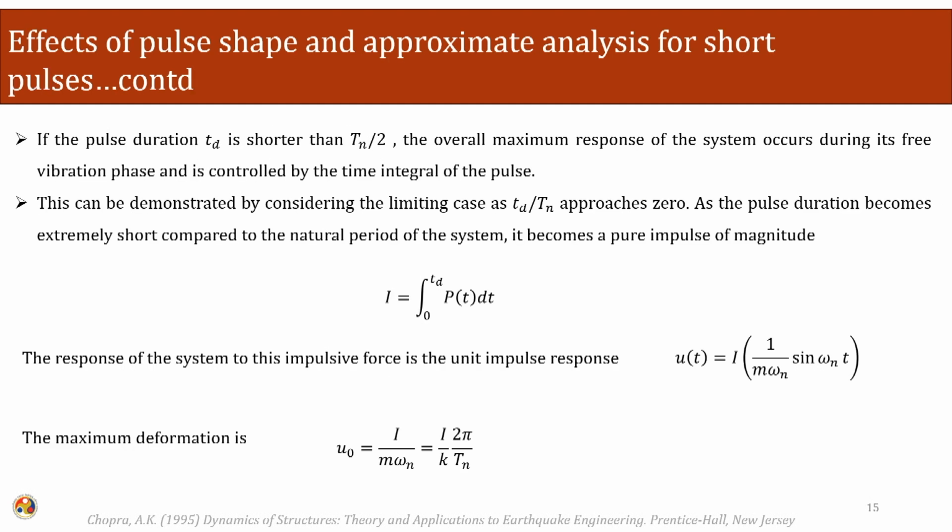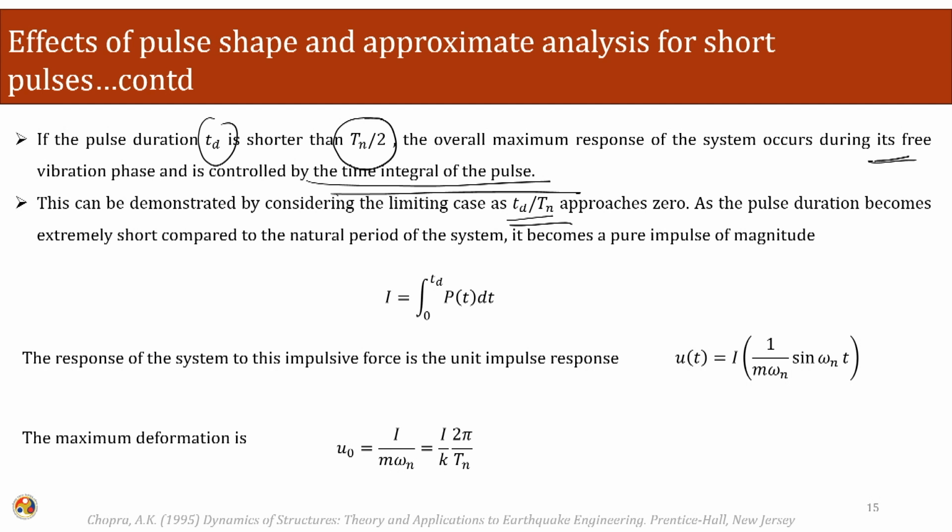If the pulse duration Td is shorter than Tn over 2, it means if the loading pulse is shorter than half of the time period of the structure, the overall maximum response of the system occurs during its free vibration phase and is controlled by the time integral of the pulse. If Td is shorter than this value, then the maximum will occur in the free vibration phase. This can be demonstrated by considering the limiting case as Td divided by Tn approaches 0.